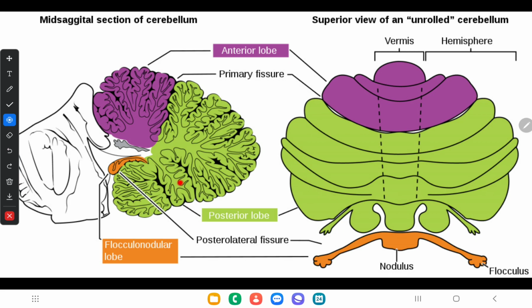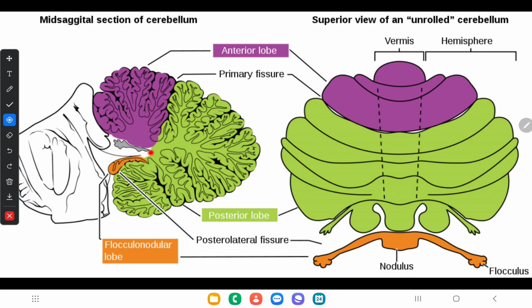Then, the posterior lobe and flocculonodular lobe are separated by the posterolateral fissure. This is the posterolateral fissure. Anterior lobe is seen on the superior surface. Here, this is the superior and this is the inferior. Therefore, the anterior lobe can be seen on the superior surface. It is separated from the middle lobe, as I said earlier, by the primary fissure.